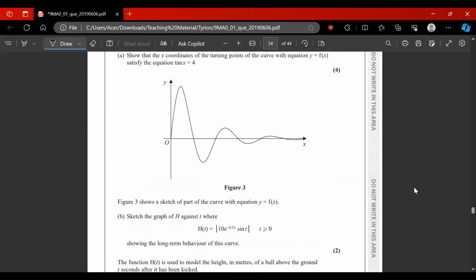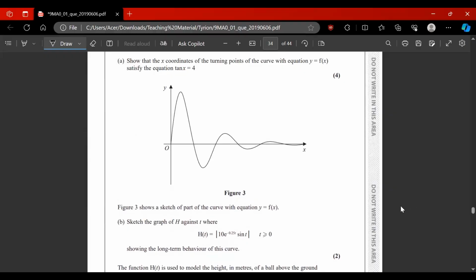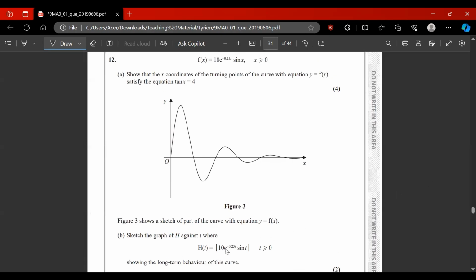Figure 3 shows a sketch of the part of the curve with the equation y = f(x). So this is the one they've given. And then sketch the graph of h against t where h(t) = |10e^(-0.25t) sin t|, showing the long-term behavior of this curve. So you can see with this curve, we have an exponential and a sine graph. So from this, we can say it's going to be periodic in nature.